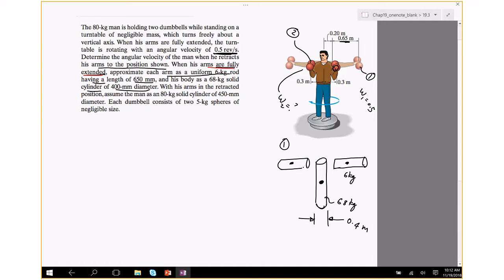And we're told something about the dumbbells. Each dumbbell consists of 2 kg spheres of negligible size. So the dumbbells are here, and there are 2 5 kg spheres, so each dumbbell has 2 spheres. Each sphere is 5 kg, so 2 spheres in one dumbbell will be 10 kilograms.